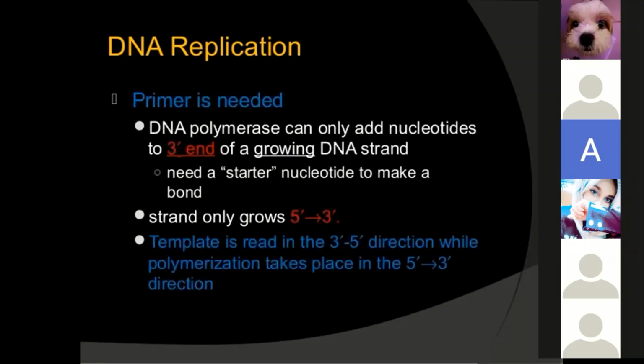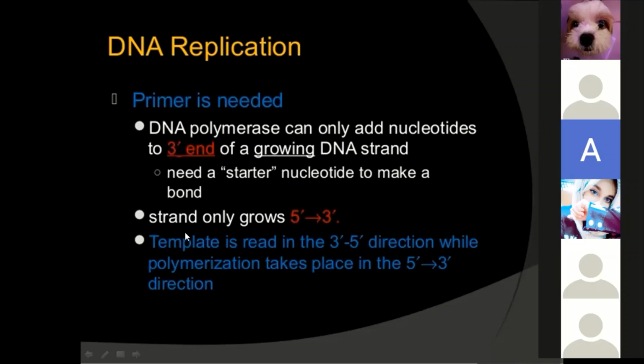So for DNA replication, there is a primer required. DNA polymerase can only add nucleotides to the 3' end of a growing DNA strand. So there is a need for a starter nucleotide to make a bond, because the polymerase will be working on the 3' end of a growing DNA strand. So it requires a nucleotide to start the new strand synthesis.